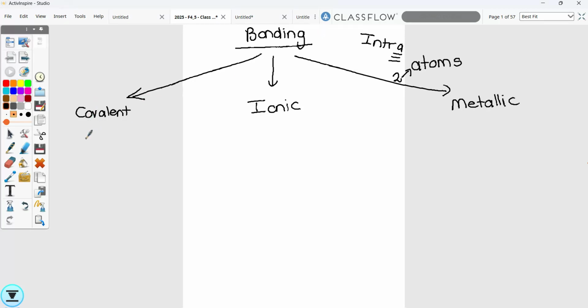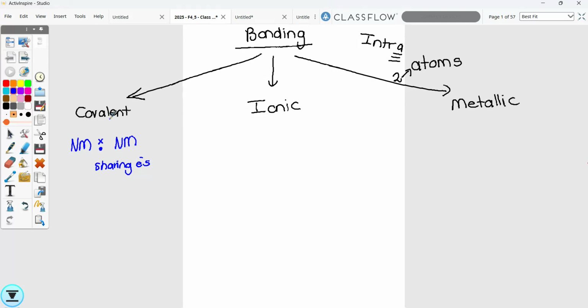Covalent, how do you decide whether something is covalent? Two nonmetals. So it's going to be one nonmetal and another nonmetal. And how does this bond form? Sharing electrons. So there's going to be a sharing of one or two or three pairs of electrons. It's part of the definition, it's a sharing of electrons between two nonmetal atoms. Don't say molecules, it's atoms. If you use the wrong words here, you do not get the marks.